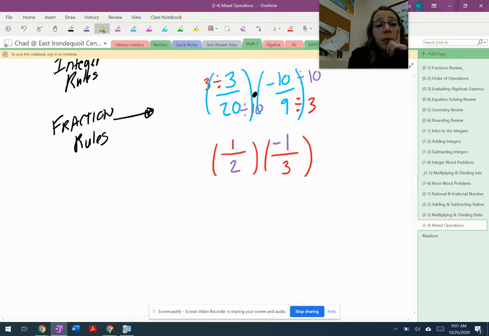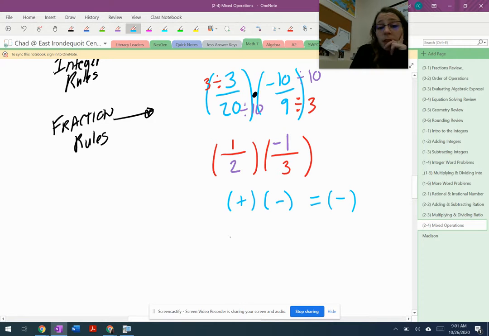So now, last but not least, I am looking at just some multiplication here. Tops by tops, bottoms by bottoms. I don't need the parentheses anymore. 1 times negative 1, remember I have a positive being multiplied by a negative here, is definitely going to give me a negative. So 1 times negative 1 is that negative 1 I was looking for, and 2 times 3 is 6.